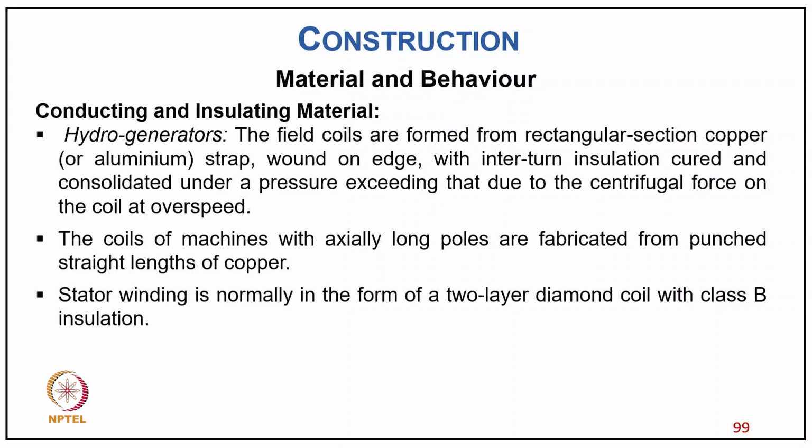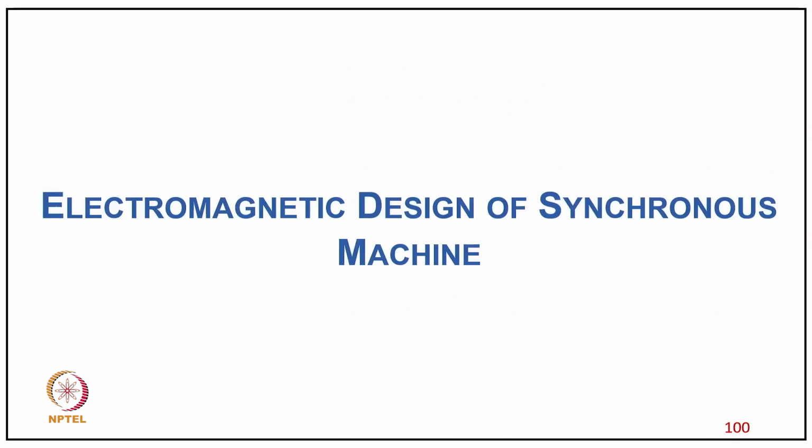And typically for a hydrogenerator, the field coils are formed from rectangular section copper or aluminum strap on edge, with the internal insulation cured and consolidated under pressure exceeding that due to centrifugal force on the coil at overspeed. The coils of machines with axially long poles are fabricated from punched straight lengths of copper, and the stator winding is normally in the form of a two-layer diamond coil with class B insulation. So coming now to the electromagnetic design of the synchronous machine.